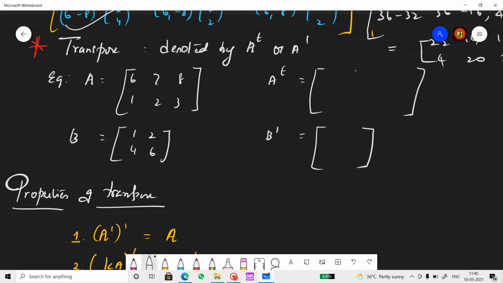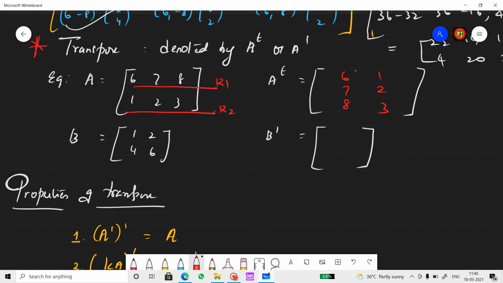Okay. So that means the rows, which are 6, 7, 8 and 1, 2, 3 over here, row 1 and row 2, will form the columns of A transpose. So 6, 7, 8 and 1, 2 and 3. So this is A transpose.